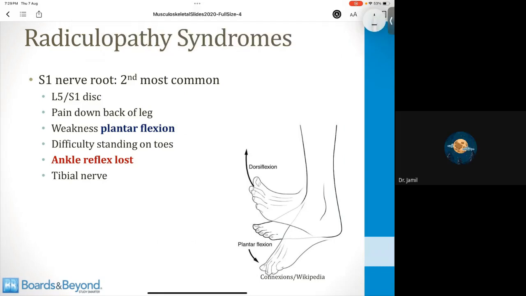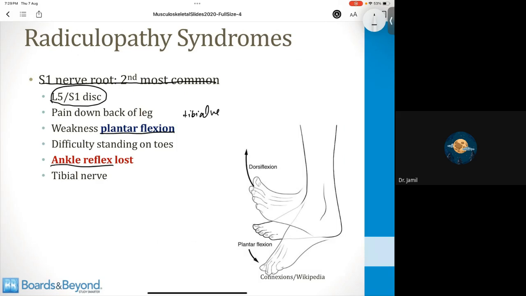Okay, if the radiculopathy is at the level of L5 and S1, and the S1 nerve root is compromised, it would lead to weak plantar flexion. So what do you think, which branch of your sciatic nerve is going to be affected more in this case? Posterior tibial, that is tibial nerve, right? So the ankle reflex is going to be lost.